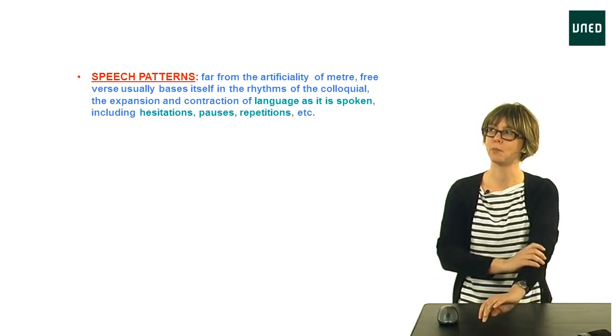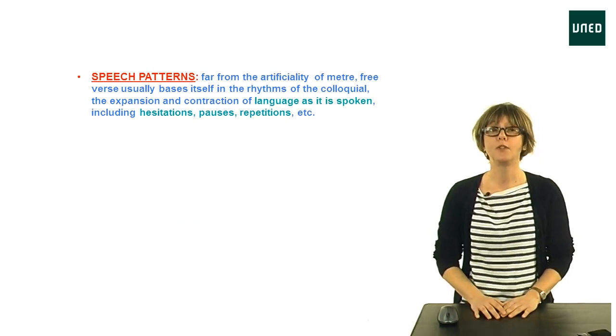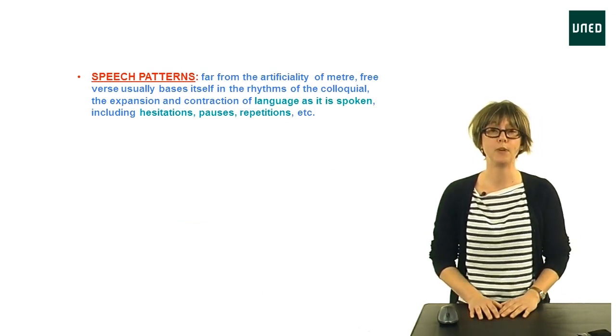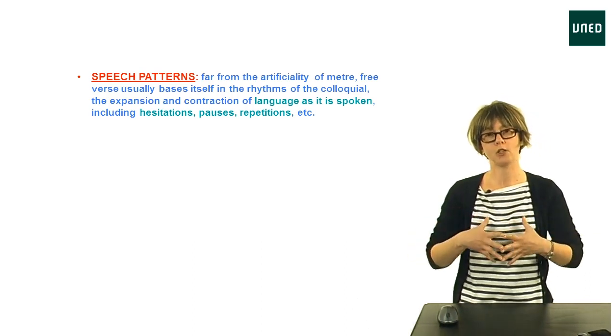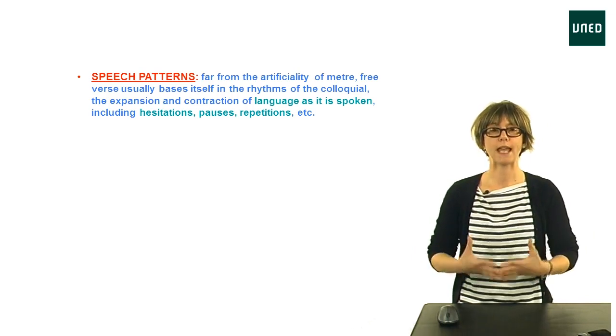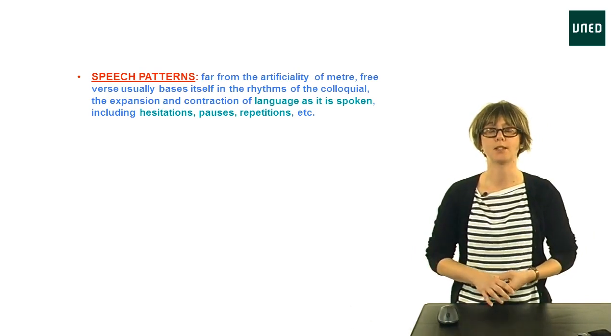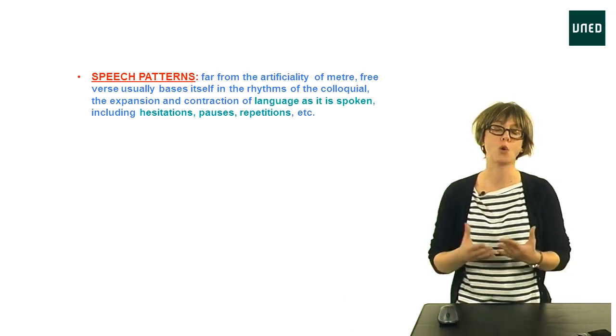And finally, speech patterns. Far from the artificiality of meter, free verse usually bases itself on the rhythms of the colloquial, the expansion and contraction of language as it is spoken. And this, of course, includes hesitations, pauses, and repetitions, in the same manner as we speak in oral language.